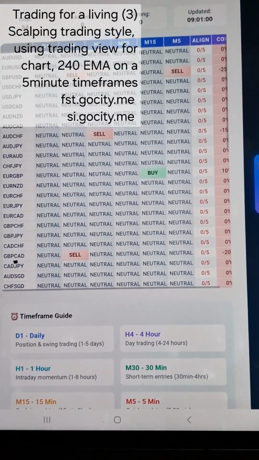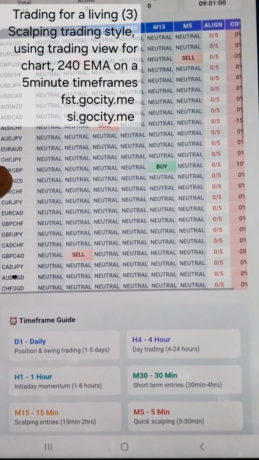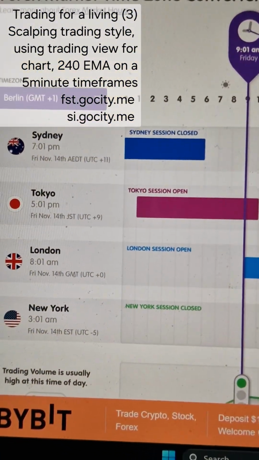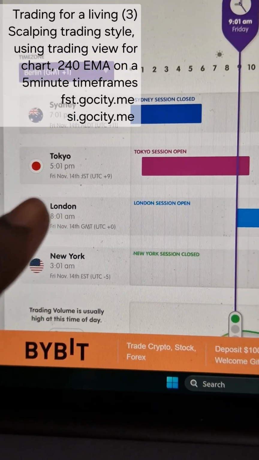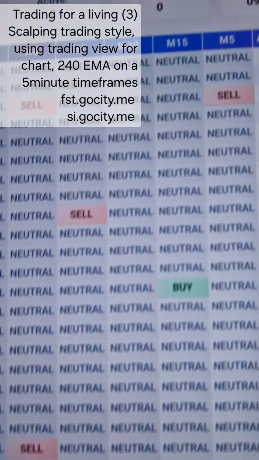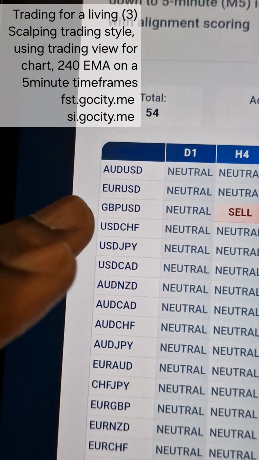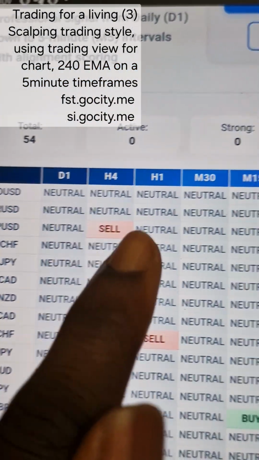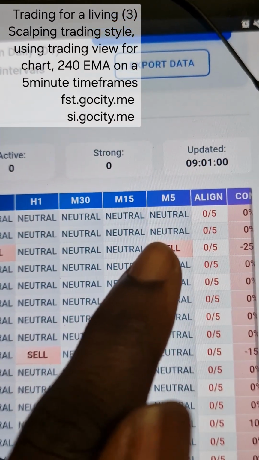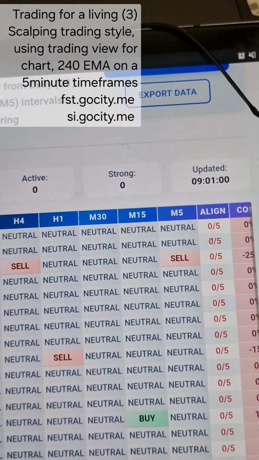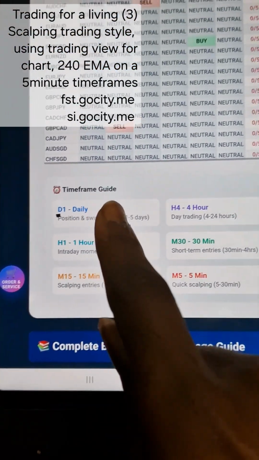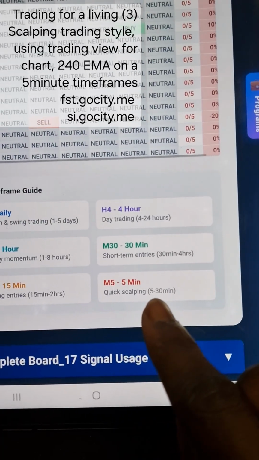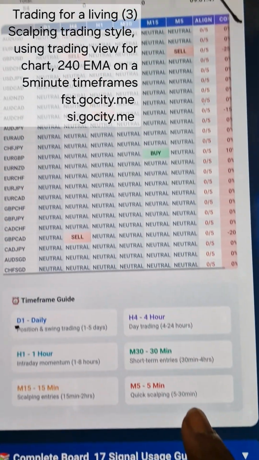Okay, we can see from here that now it's 8 o'clock GMT, the London time, and the London market is opened, and we can see that instantly there's a signal here that shows 4 hours sell, and the 5 minutes for scalping is also activated. I will make a video about alignment later, and the guideline says hold for 5 to 30 minutes for the scalping.